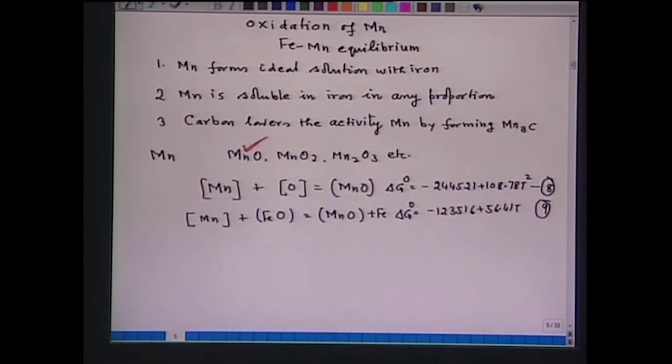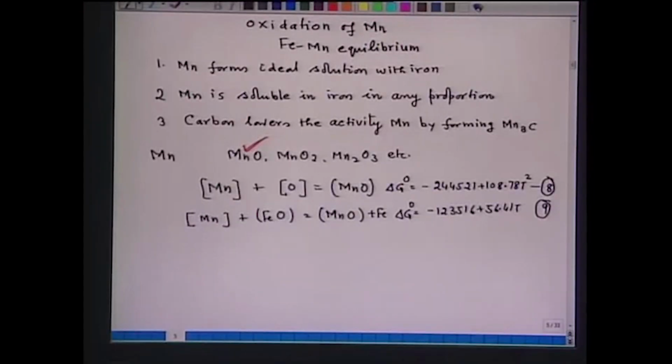Now, this equation 9 suggests the oxidation of manganese, but the reverse reaction we can call reduction of manganese. In fact, during steel making, the reduction of manganese is also very important, because the oxidation of manganese causes MnO to form and it accumulates in the slag. At some point, the MnO may get reduced by the iron and the manganese content of the bath also increases. So, the forward reaction in equation number 9 is called oxidation, and the reverse reaction is called reduction of manganese.